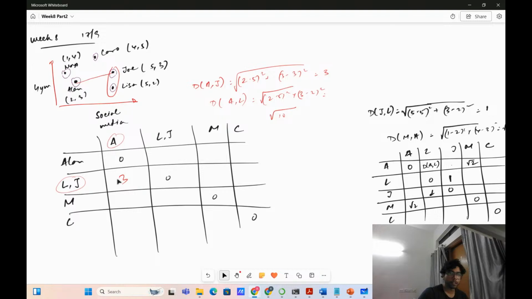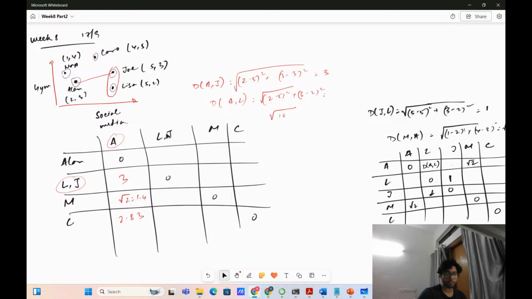Okay. Now distance between other pairs like Max and Alan. So Max and Alan, if you calculate, it's 1 minus 2 whole square plus 4 minus 3 whole square. So it's just root 2, which is 1.4. Okay. Similarly, between Caro and Alan, you can calculate. It will come out to be 2.83.